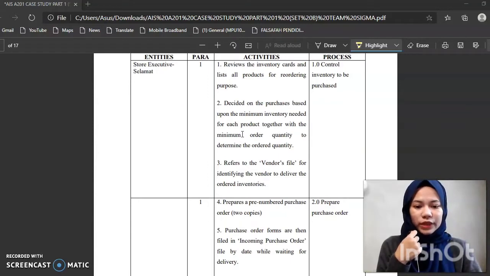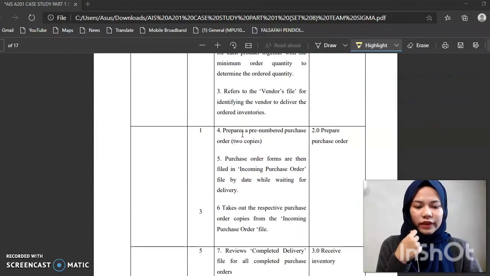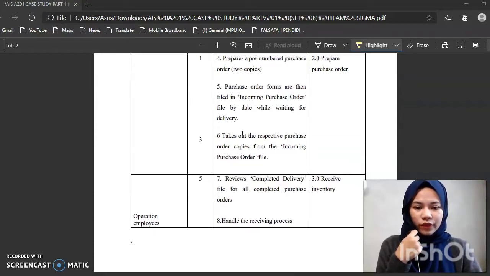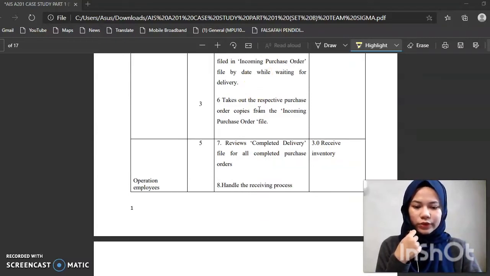the minimum inventory needed, refers to the vendor's file for identifying the vendors to deliver the order inventory, prepare a pre-numbered purchase order. Purchase order forms are then filed in incoming purchase order file by date. And last, take out the respective purchase order copies from the incoming purchase order files.